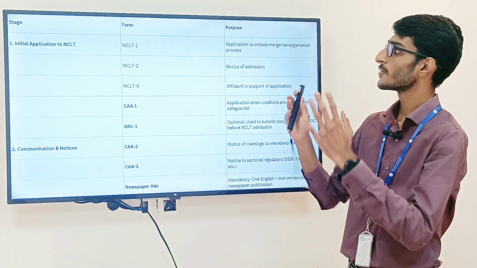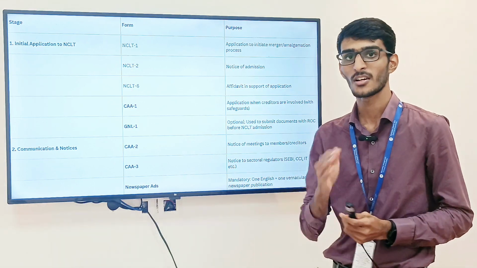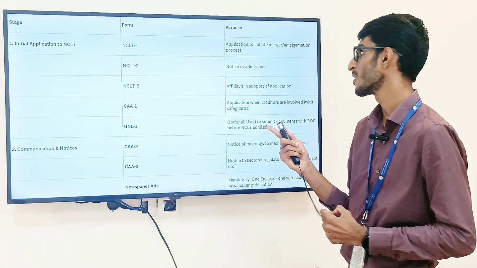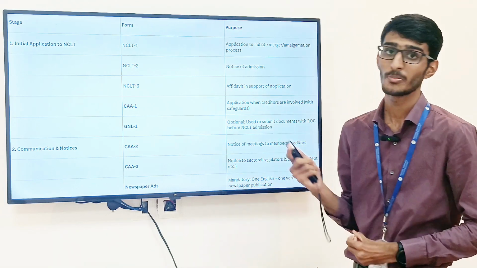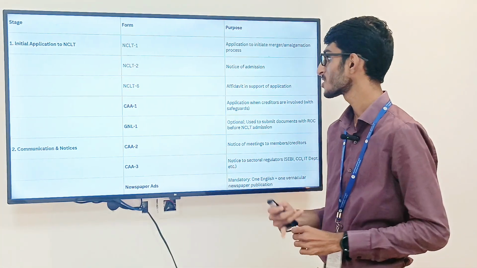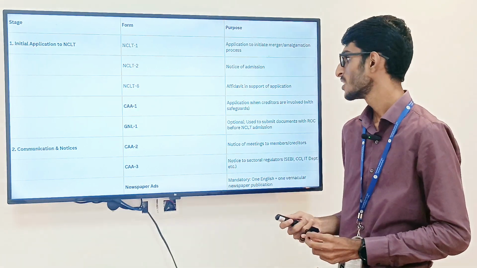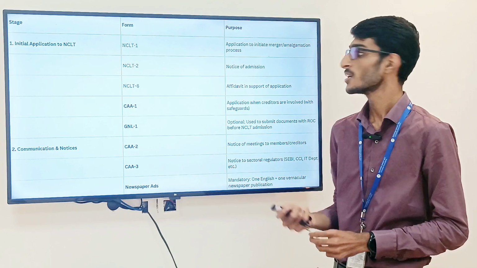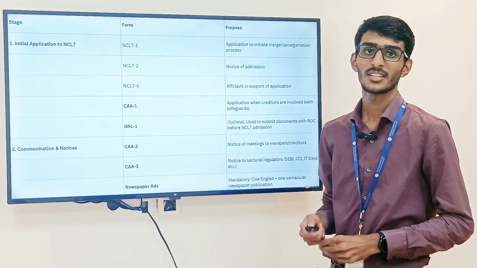So here we will be looking at the different forms which need to be filed throughout this procedure. So initially to start the process, NCLT 1 needs to be filed. Then the notice of the admission should be done through form NCLT 2. Then an affidavit in support of the application should be given in NCLT 6. And when there is existence of creditors or the members, then CA 1 is required.